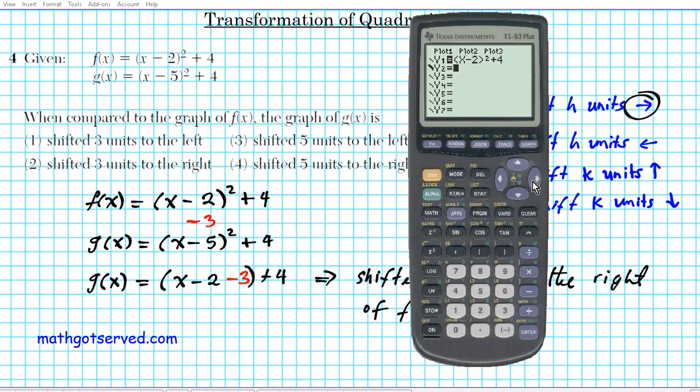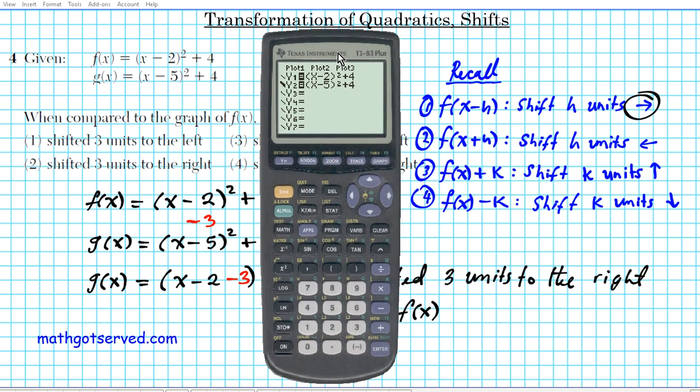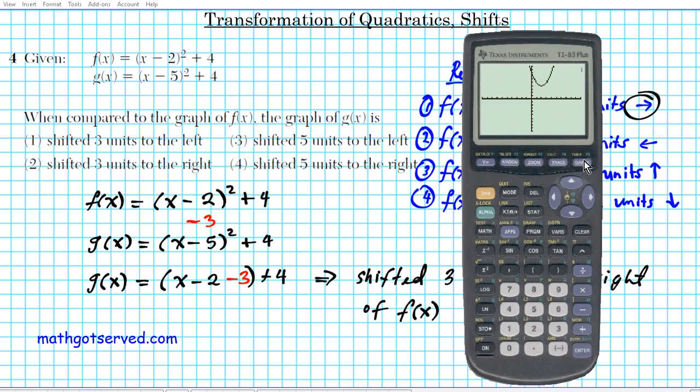So the second graph is g of x. So it's quantity x minus 5 squared plus 4. Let's see if we have a shift 3 units to the right. Okay, so let's graph it. Bam. And you can clearly see what's going on here. The 2, this is the first one and this is the second one, and it's a shift 1, 2, 3. 3 units to the right in order to go from this to this right here.